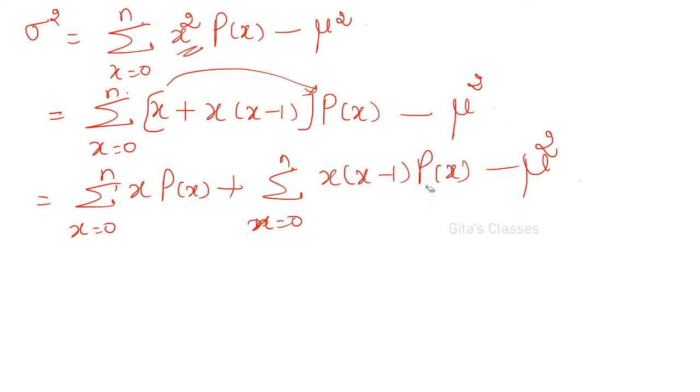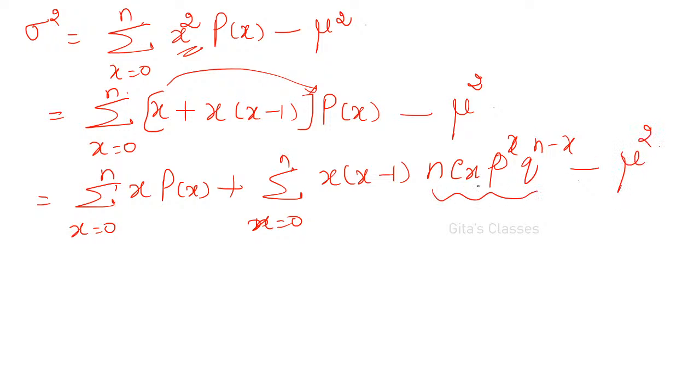Now you replace this p of x by nCx p power x q power n minus x into minus mu squared. This is our p of x, for the binomial distribution. X varies from 0 to n. The sum of x into p of x, x varies from 0 to n, is nothing but mu. This is our mu, E of x.